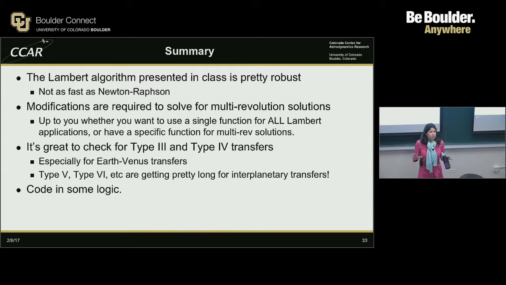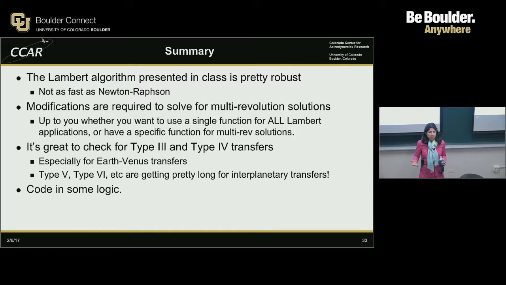It's up to you completely whether you want to have one function that will do all cases or have a function for 0 rev and a function for multi-rev. Completely up to you. I personally have 2 different functions because I don't like to have a lot of if statements within my code. I think it slows it down, especially if I'm searching over large portions of data.